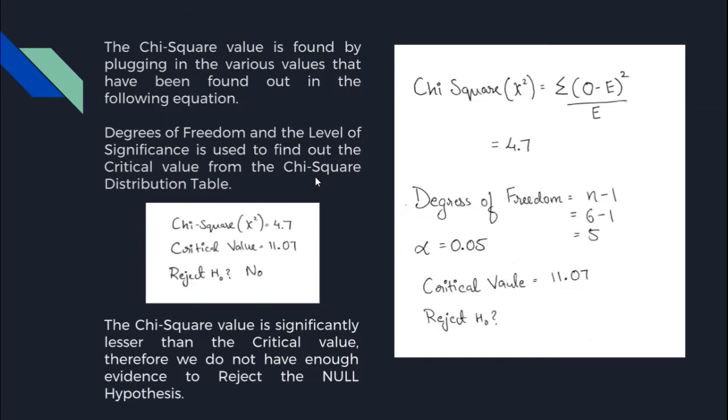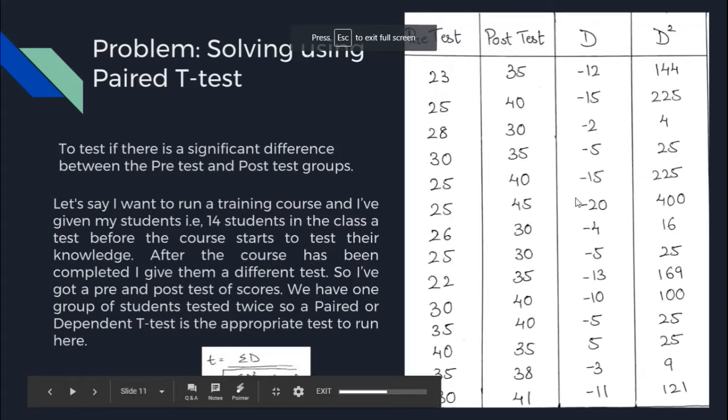The degrees of freedom and the level of significance are used to find out the critical value from the chi-square distribution table, which is found out to be 11.07. So now I want to know if I can reject or accept the null hypothesis. If the chi-square is greater than the critical value, we can reject the null hypothesis. But in this case, the chi-square value is found out to be 4.7, which is significantly lesser than the critical value, which is 11.07. Therefore, we do not have enough evidence to reject the null hypothesis.